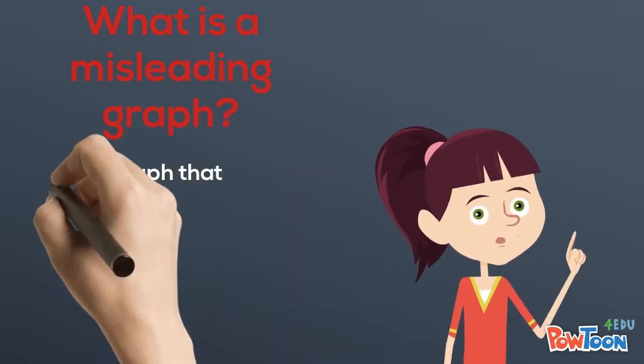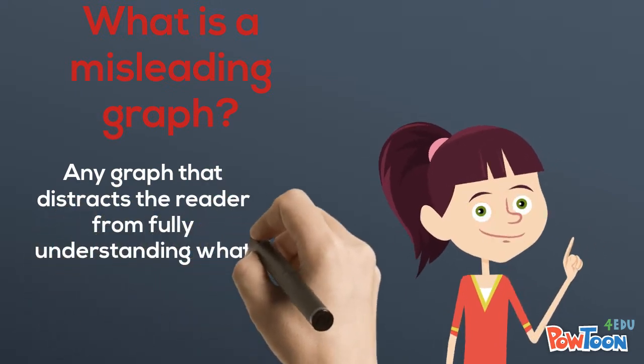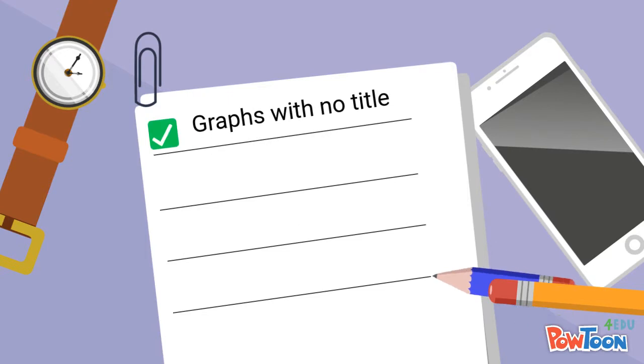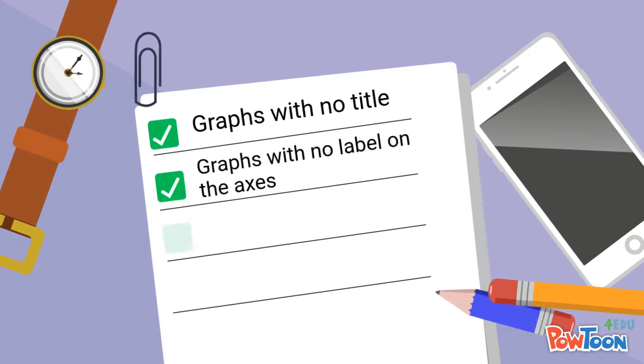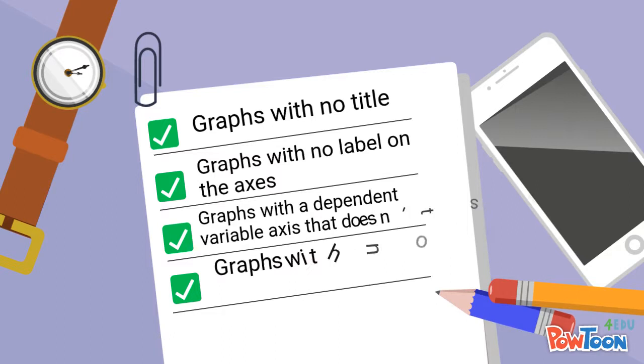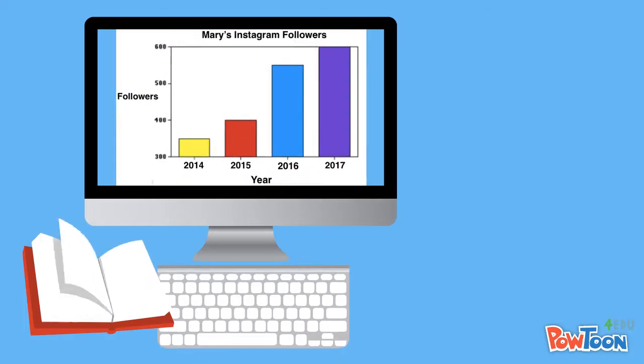Any graph that distracts the reader from fully understanding what he or she is viewing can be considered misleading. For example, graphs with no title, graphs with no label on the axis, graphs with a dependent variable axis that doesn't start at 0, and graphs with no key when one is required are all examples of misleading graphs. Let's have a look at an example.